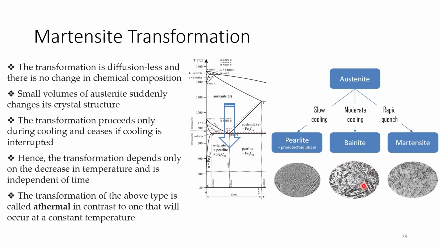Moderate cooling, you can have bainite, which occurs in austempering. Okay, so you can get this bainite. You can get rapid quenching, then you can get a complete martensite type of structure, but you cannot get 100% martensite. You will always have some retained austenite percentage up to 2% or so.